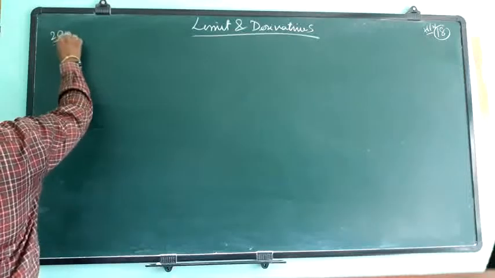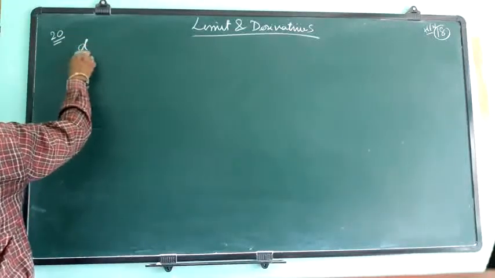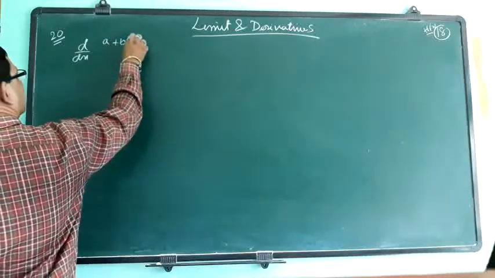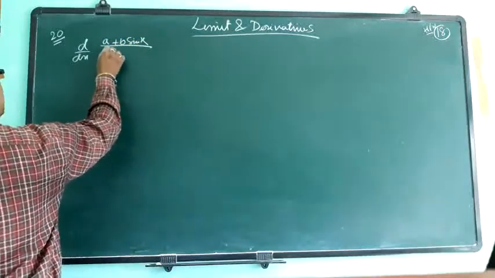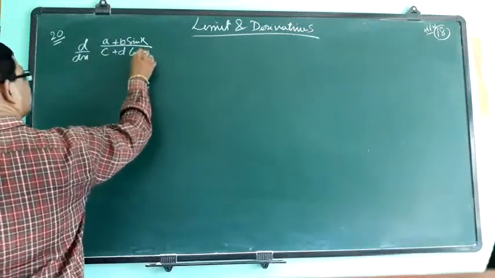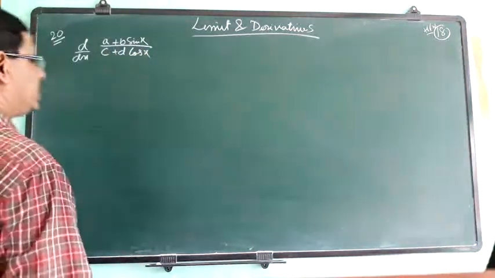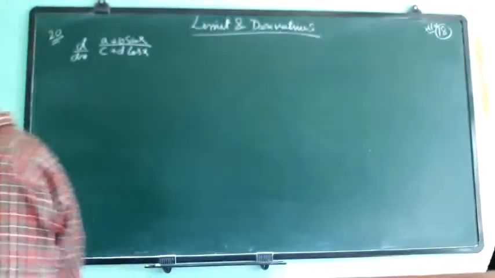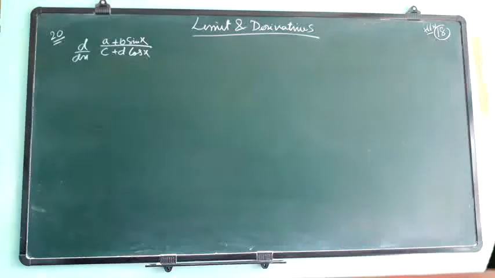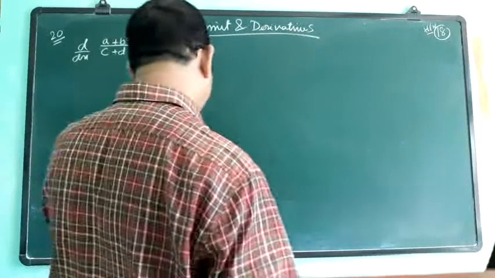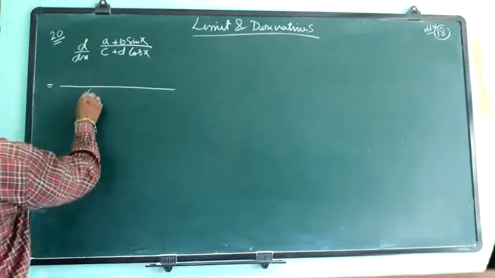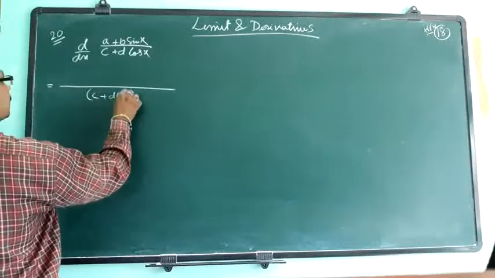Now question number 20. If we want to differentiate this one with respect to x, a plus b sin x divided by c plus b cos x. In this case, if we consider the previous one, question number 17 that we did just before, it was that u by v form. Here also we will use that u by v form. So here c plus b cos x whole thing squared.